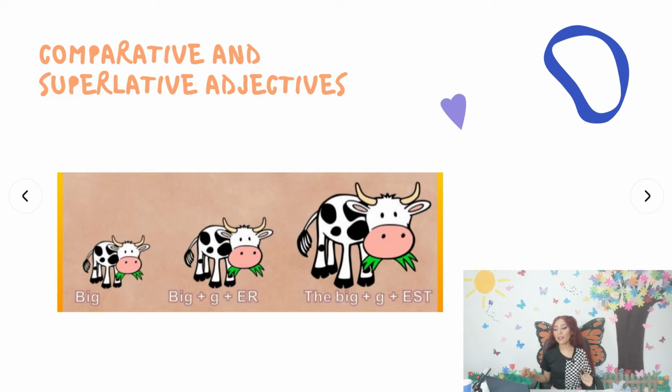Next example, comparative and superlative adjectives. I have a big cow. It's a normal cow, it's big. We know that cows are big, but this one is bigger. So remember that if it ends with a vowel and a consonant, you need to add a double G and R, bigger. But look at this. This one is the biggest of all. I have three cows, but this one is the biggest. The biggest, okay? We need to add a double G, S-T, okay? Why the double G? The double G is because this adjective ends with a vowel and a consonant, okay?